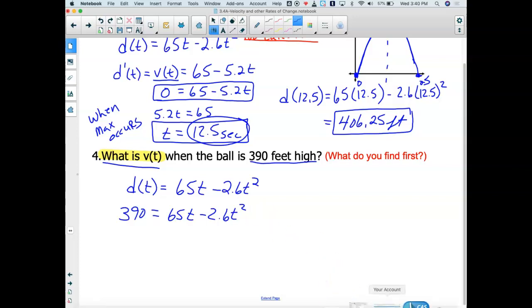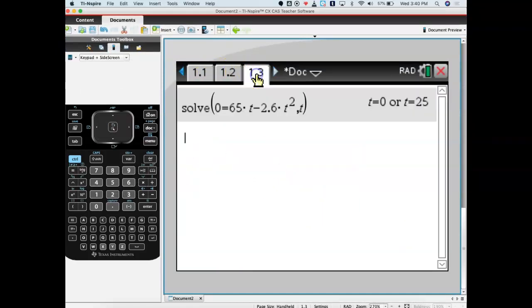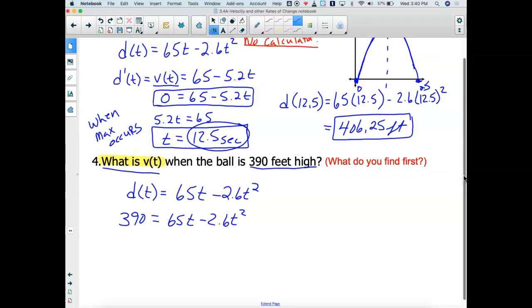So that means we are going to go to our solver here quick. I'm going to copy this little guy because I already got him in there. Only thing different is I'm going to say 390 feet. So what time is it 390 feet? Look at those nice answers, okay? It gives me 10 or 15, so it's actually at that height twice. Shocking, isn't it?